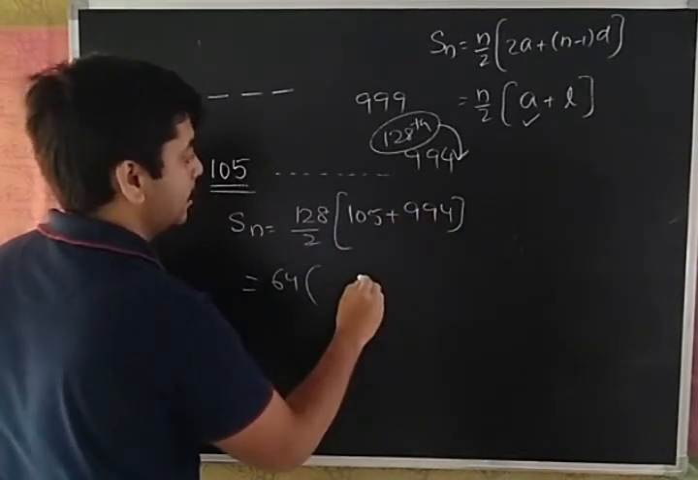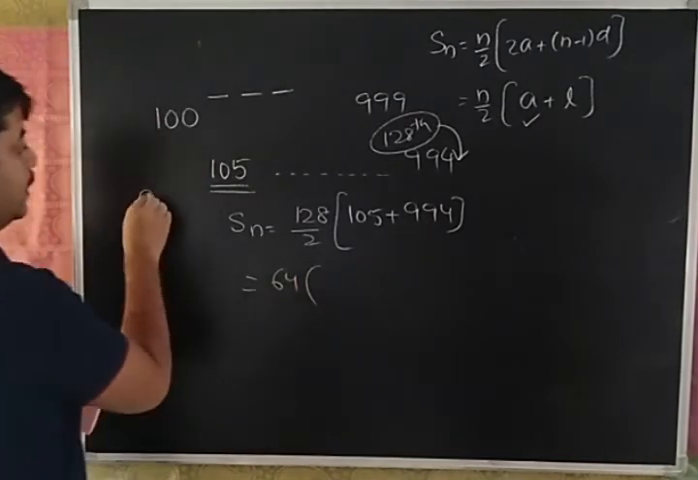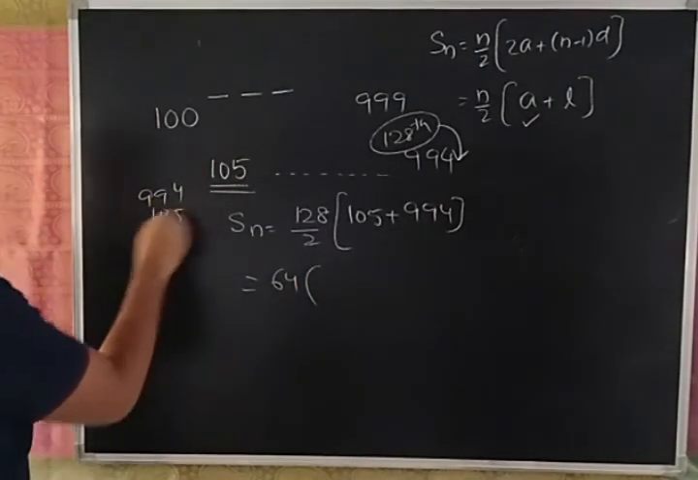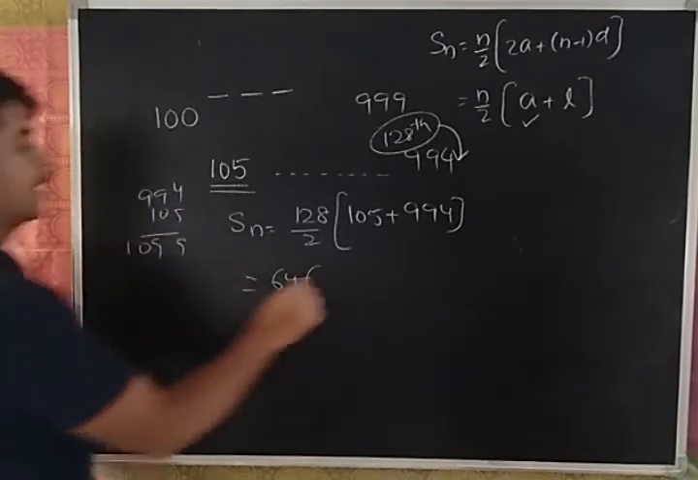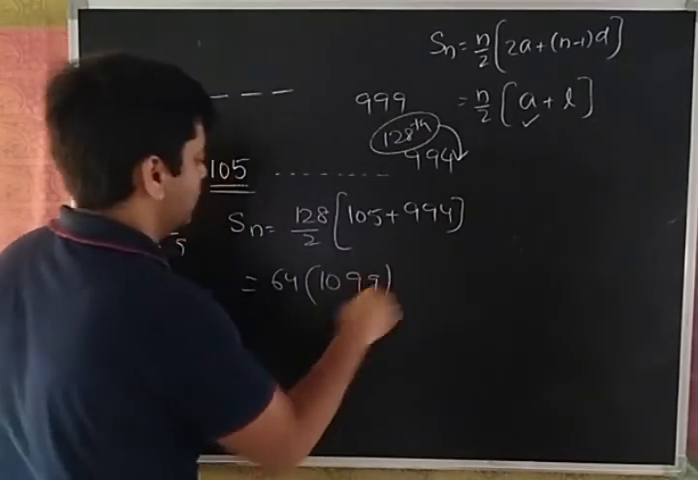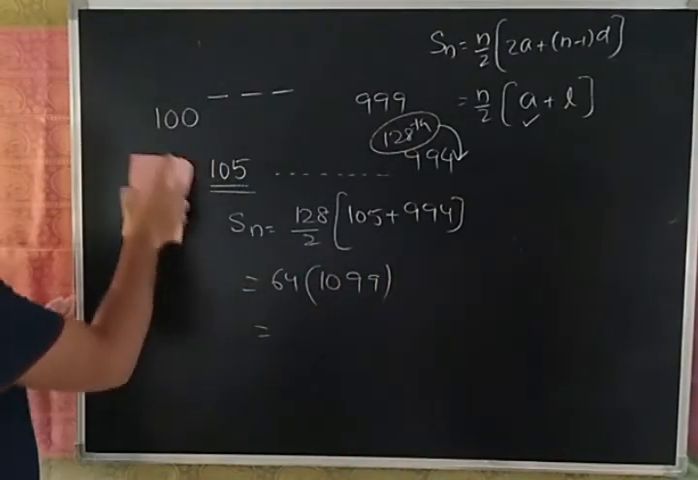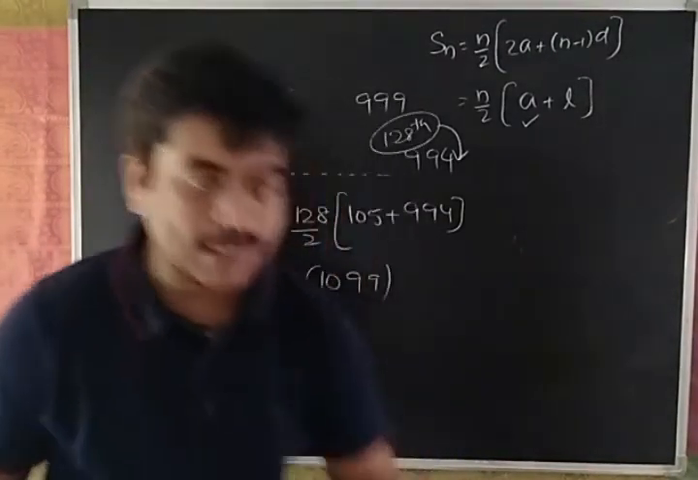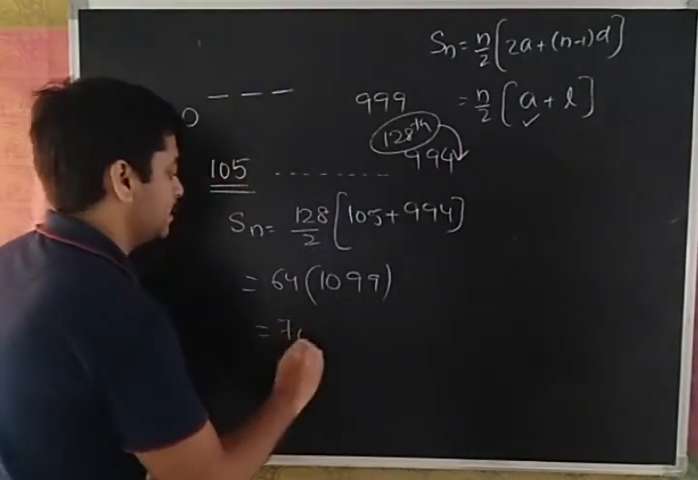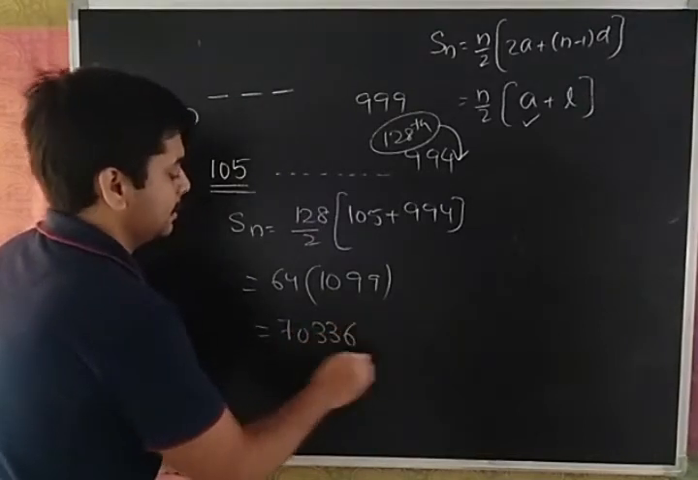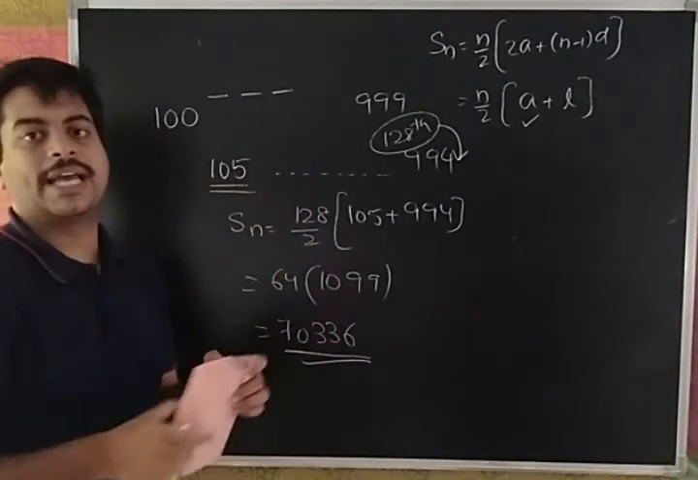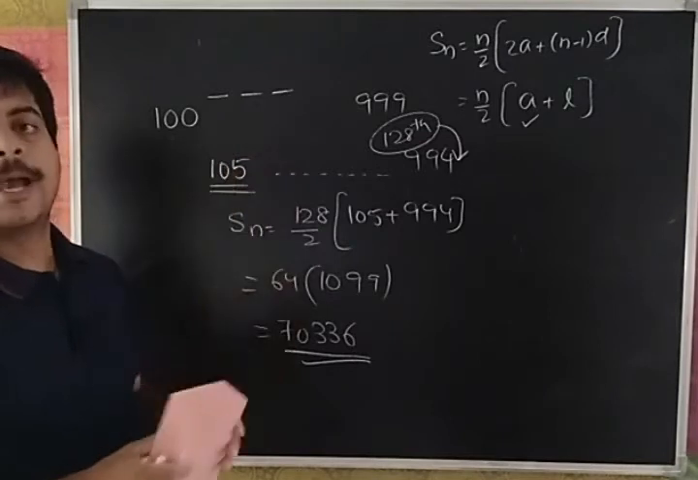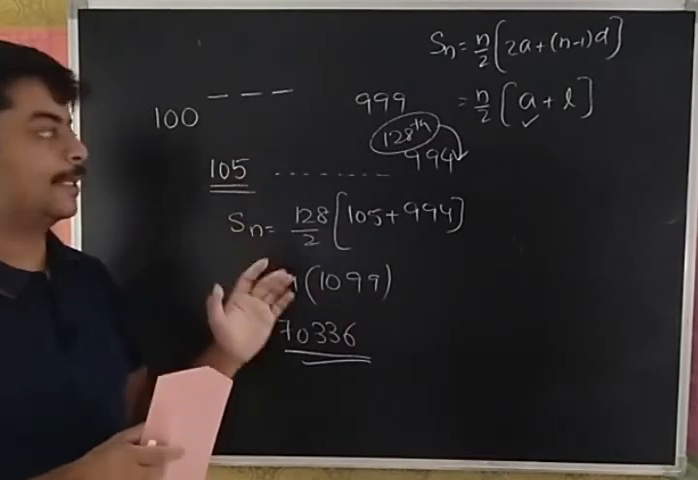994 and 105 gives 1099. So, just take the value of this one. 64 into 1099. If your calculation is correct, it should be 70336. And just check if there is any mistake. Even I may make some mistakes, but the concept remains the same.